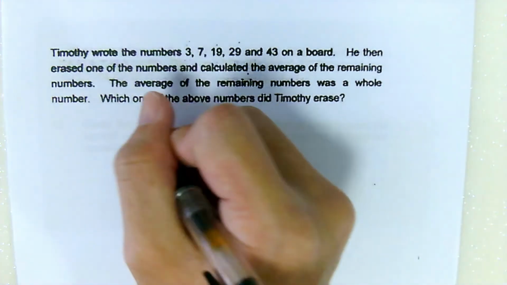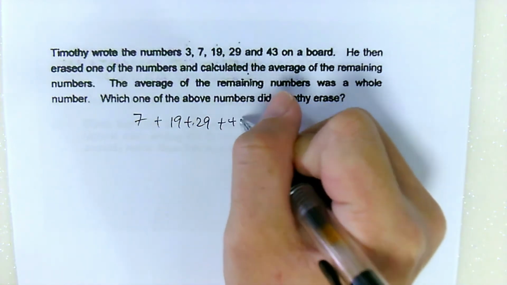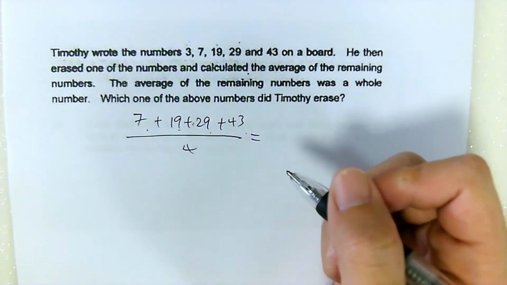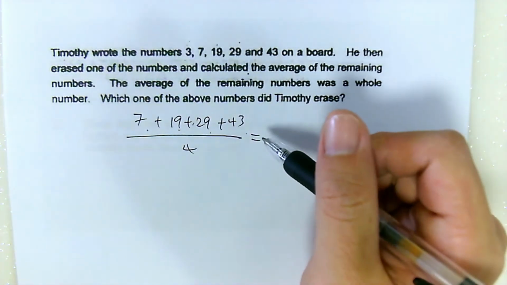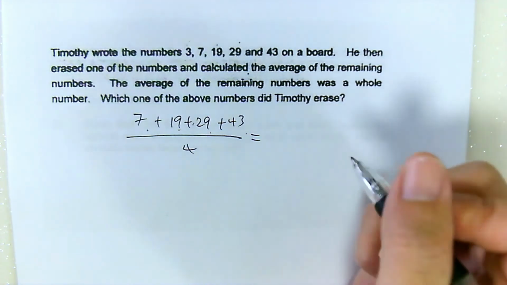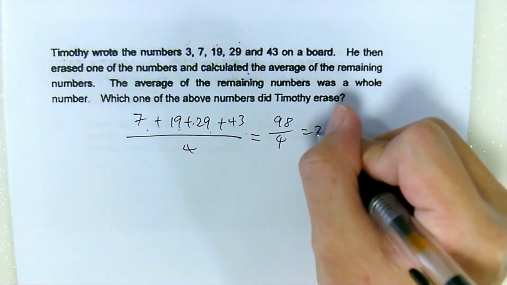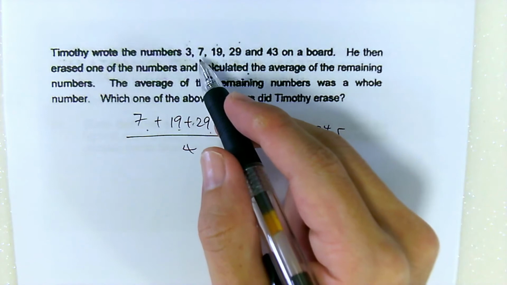If I erase 3, it will be 7 plus 19 plus 29 plus 43. How many numbers is that? 1, 2, 3, 4, divided by 4. If this is a whole number, then that means he erased 3. Let's try to calculate. 7 plus 19 plus 29 plus 43 will give me 98. And then I divide by 4. It gives me 24.5. Therefore, 3 is not one of the numbers that he erased.